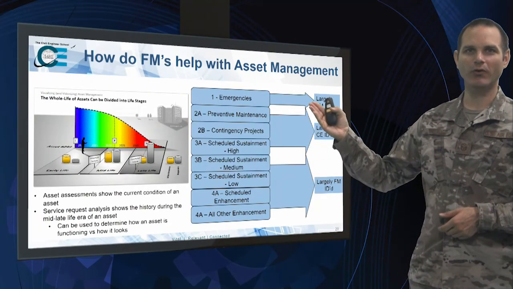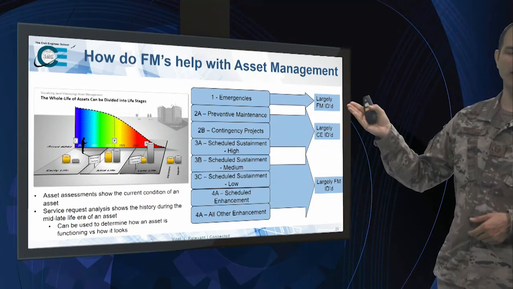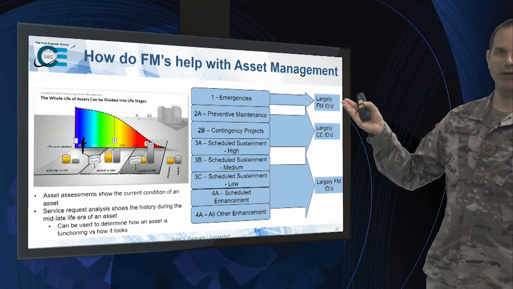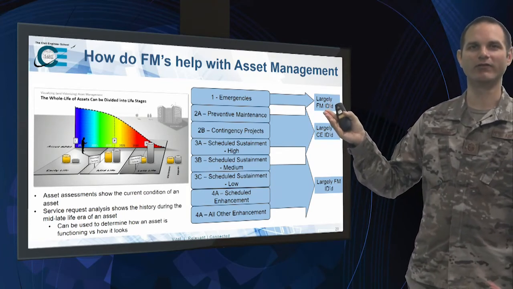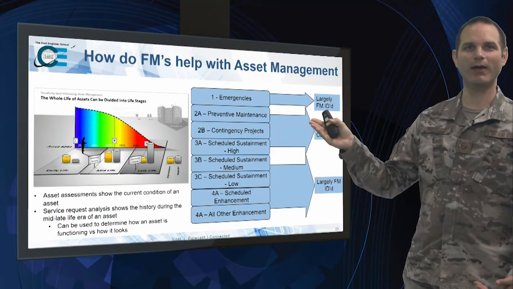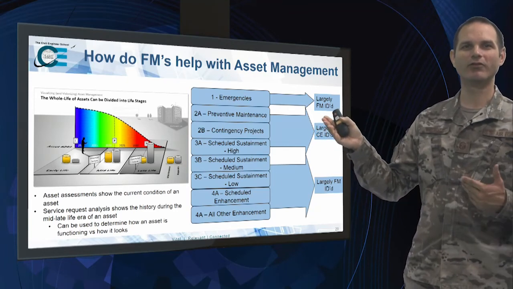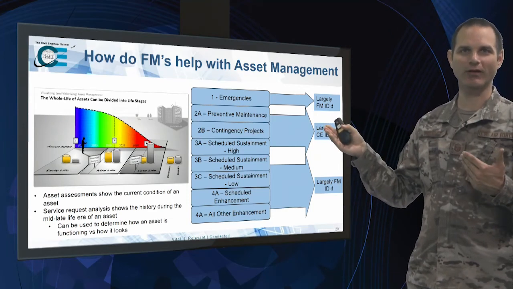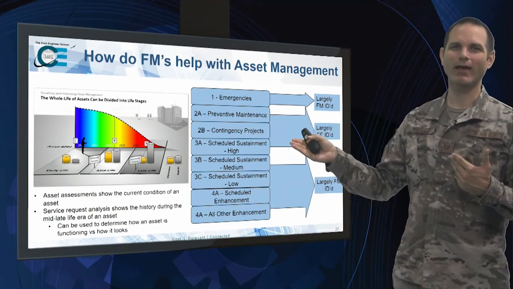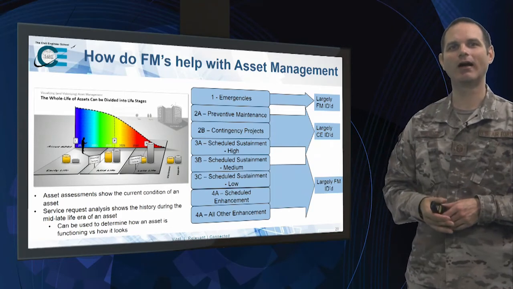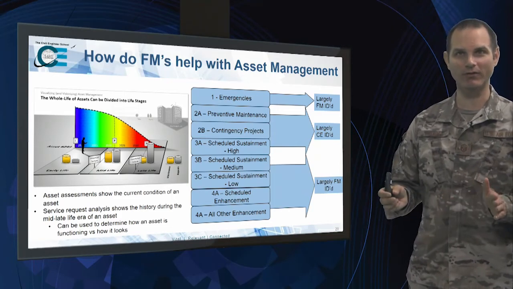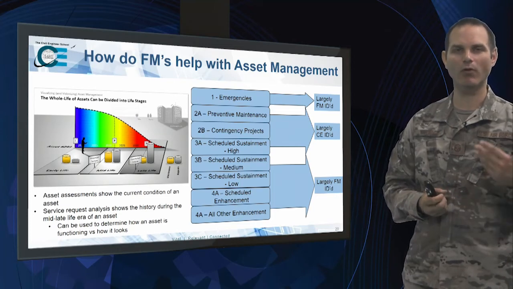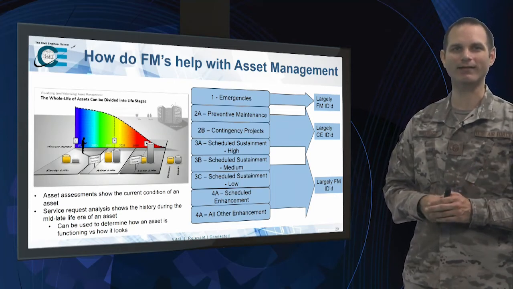So when it comes to our maintenance, right, emergencies, normally facility managers are going to be identifying all of our emergencies, right? We're not normally identifying emergencies very often in our facilities. Preventive maintenance and contingency projects are all things that are normally taken care of in-house through scheduled means. And even our scheduled sustainment high corrective maintenance tasks, most of those should be identified by our craftsmen when they're going out there and doing either PM or facility assessments on our assets.